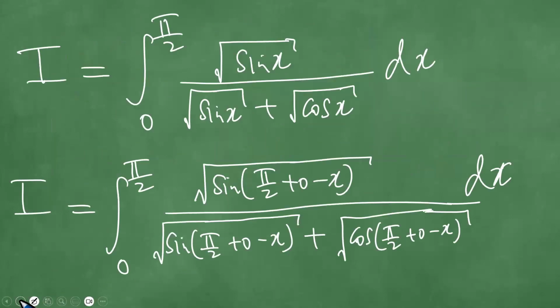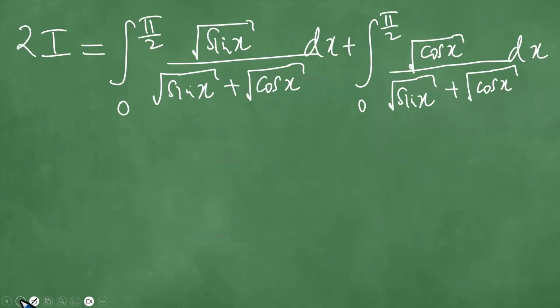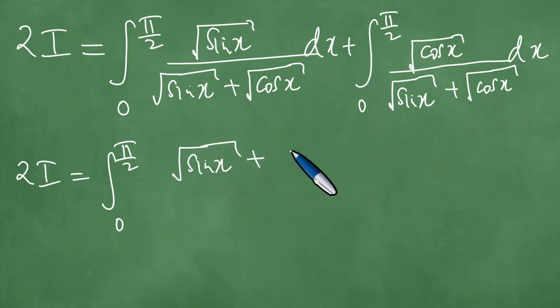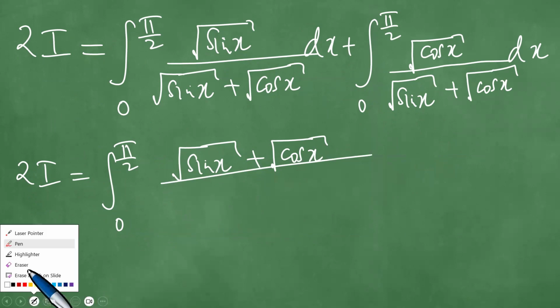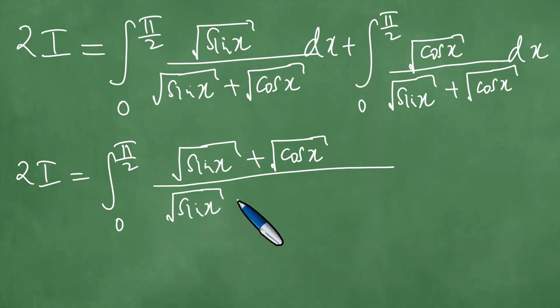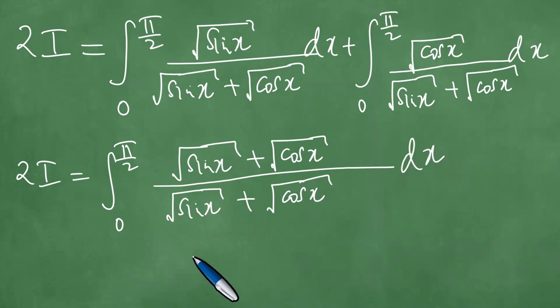Okay, let us proceed. If you add these two, you have 2I, which is the integral from 0 to pi over 2 of the square root of sine x plus the square root of cosine x, over the square root of sine x plus the square root of cosine x, dx. Now we can see that clearly these are equal to each other. The numerator equals the denominator, and therefore the result is 1.